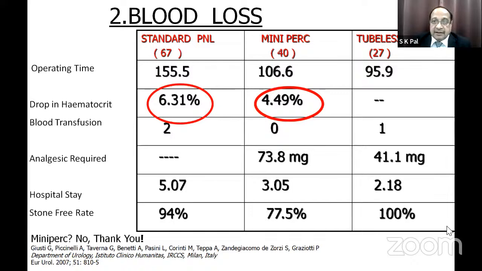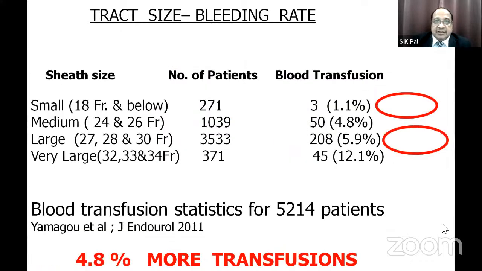Regarding blood loss, this is the main point. All studies have definitely proved without doubt that if there is a smaller size, the blood loss is less. This large study of 5,214 patients also definitely confirmed that when the tract size is 18 French and below, the blood transfusion rate is only 1.1%. When it becomes 27, 28, and 30, there is a blood transfusion rate of almost 6%. So there is a 5 to 6 times increase in the blood loss if you have a bigger size. This is now established beyond any doubt.